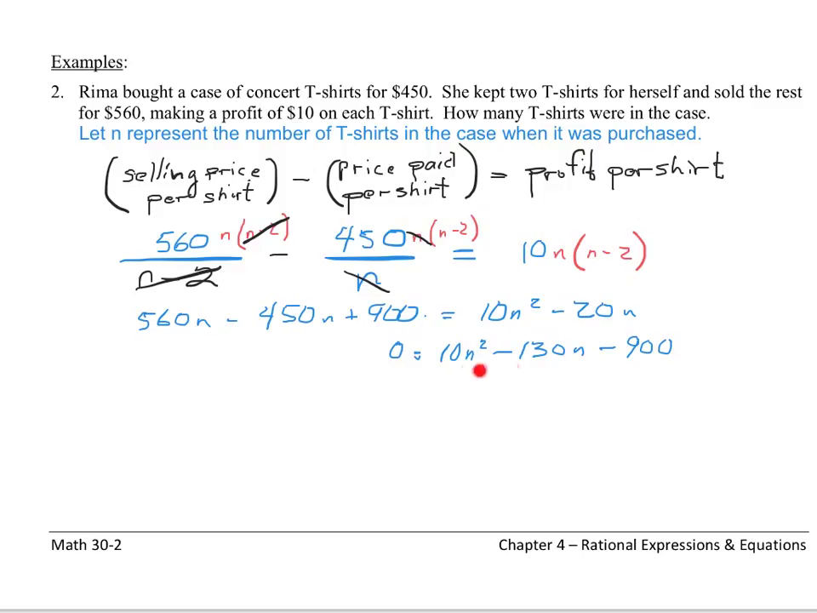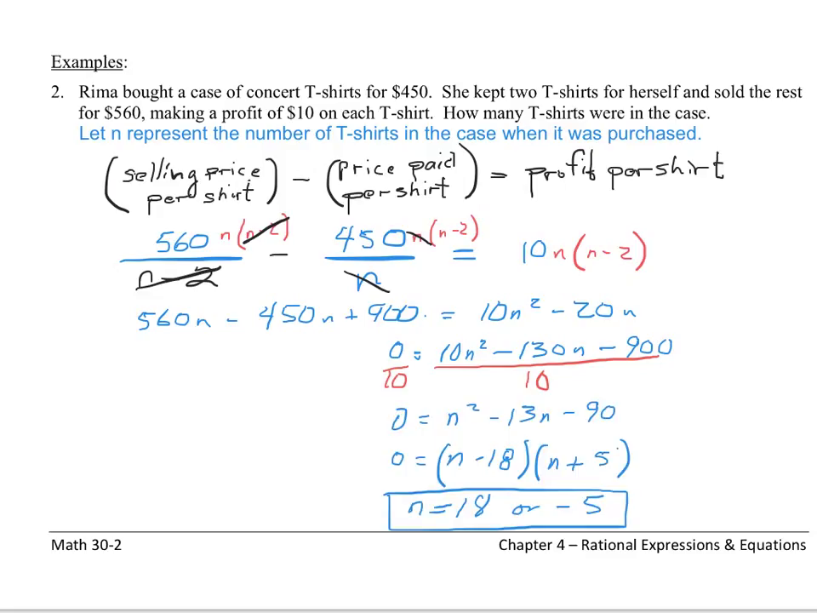Then I collected all the terms to the right-hand side of the equation. We have a quadratic equation that we could solve by factoring or by graphing. I'm going to do it by factoring just to review how to do it. And my first step is going to be noticing that there's this common factor of 10. So I'm going to divide everything on both sides by 10 just so I have smaller numbers to work with as I factor.